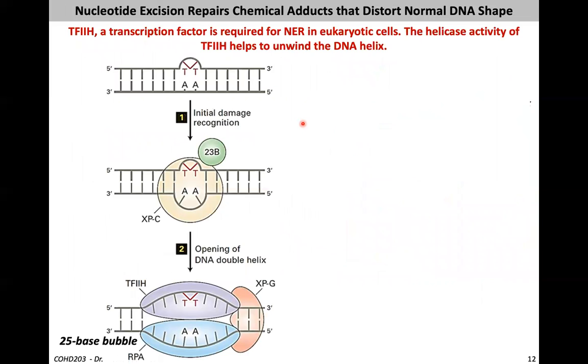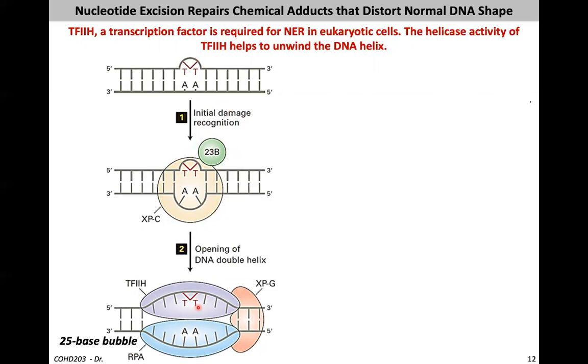Looking closely at how the adducts are repaired, there is an important transcription factor involved in this process, transcription factor 2H, which is required by the NER in eukaryotic cells because it has a helicase activity that helps to unwind the DNA. You can see initially the adduct is formed, here a thymine dimer, and it is recognized. Then transcription factor 2H, one of its units is XPC, which has a helicase activity. It will melt the DNA, opening the complex with the help of the transcription factor H.